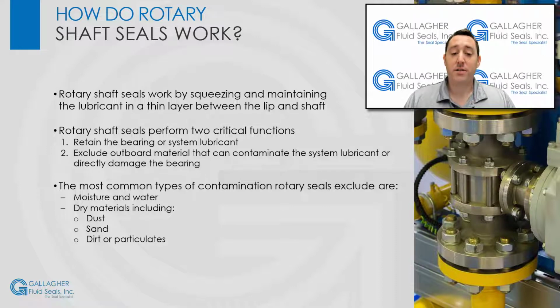The second function of the seal is to exclude outboard material that can contaminate the system lubricant or directly damage the bearing, causing premature failure. The type of contamination the seal will need to exclude is dependent on the application. The more common types are moisture and water, and dry materials, including dust, sand, dirt, or particulates such as those generated by manufacturing processes. The speed at which the shaft rotates and the pressure on either side of the seal are two important considerations for rotary seal design.